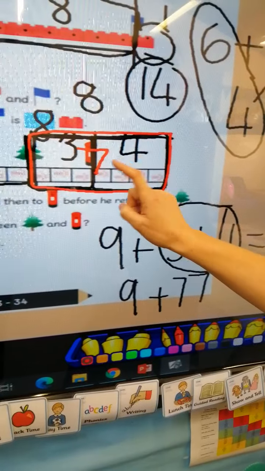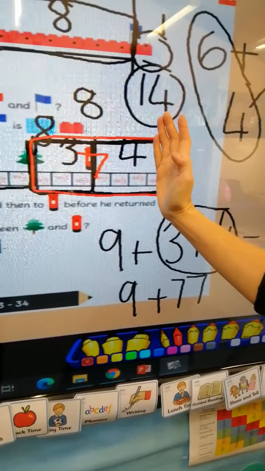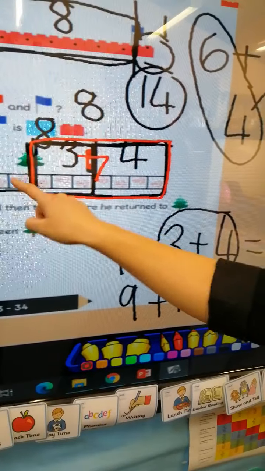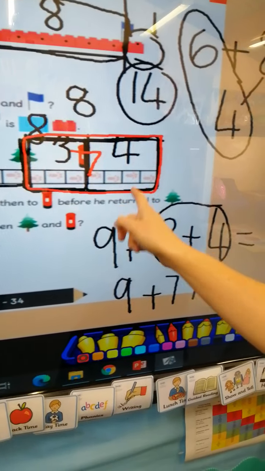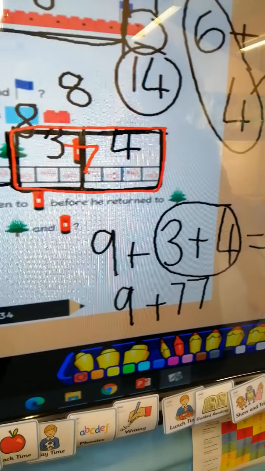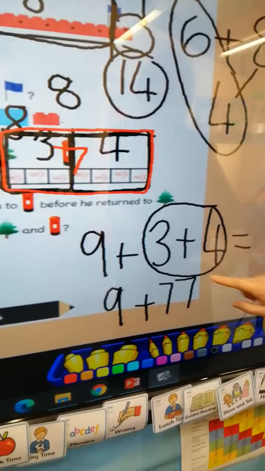1, 2, 3, 4, 5, 6, 7. Look, it's 1 more than double 3, but it's 1 less than double 4. There's not 4 there, is there, on each side? Okay, 9 and 7. Okay.